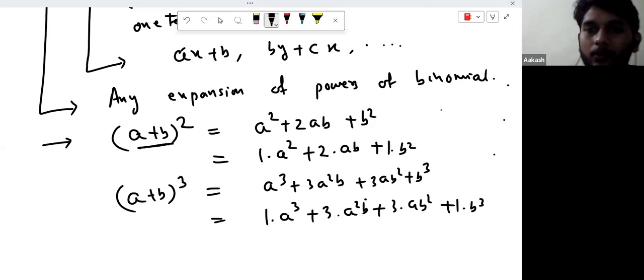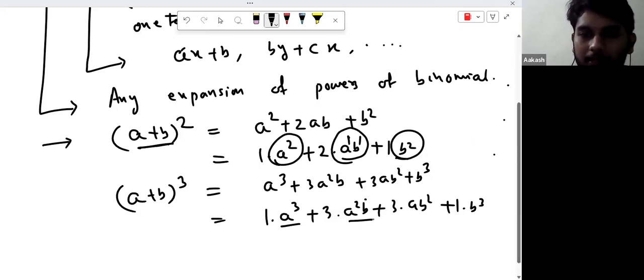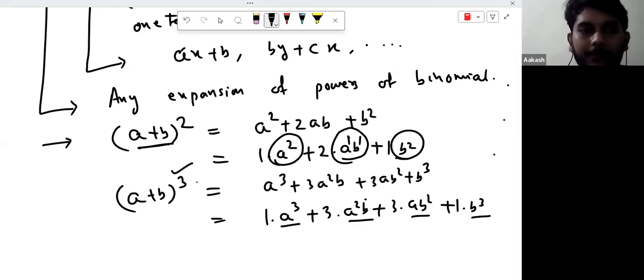If you look at these two, here the power is 2. Here also the cumulative power is 2, 1 plus 1 is 2. Here also the power is 2, right? Yes, sir. Same way in this it is 3, 3, 3, and 3 because the power was 3. All right. So this is how we are expanding the powers of a binomial.